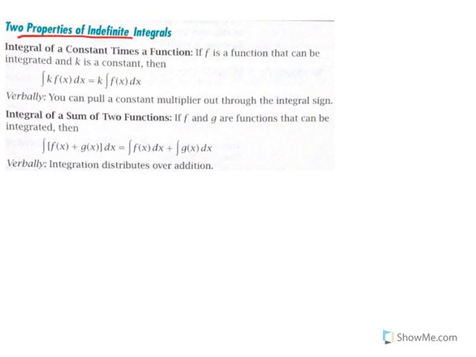Here we're looking at two properties of indefinite integrals. We've already used this one, the integral of a constant times a function. If f is a function that can be integrated and k is a constant, then you can factor out the constant from the integrand and write it outside of the indefinite integral. And we saw that with one of our examples earlier.